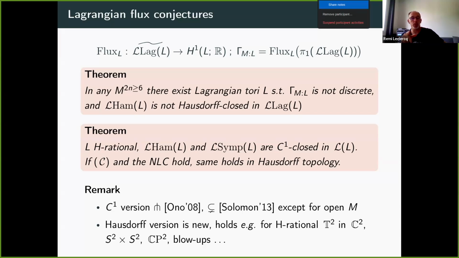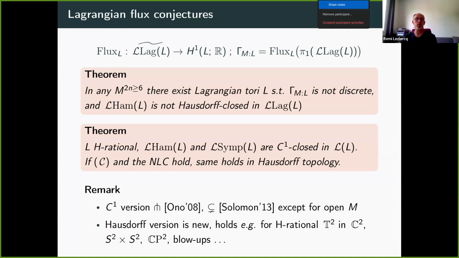But what I wrote for the C1 version is completely included in Jake Solomon's results in 2013, except that he requires the symplectic manifold to be closed, and we don't. So, okay, that's a difference. Yet, the Hausdorff version, as far as we know, is new. For example, it holds for H rational 2 tori or 2 spheres or P2s in C2, S2 times S2, CP2 blowups, and so on.